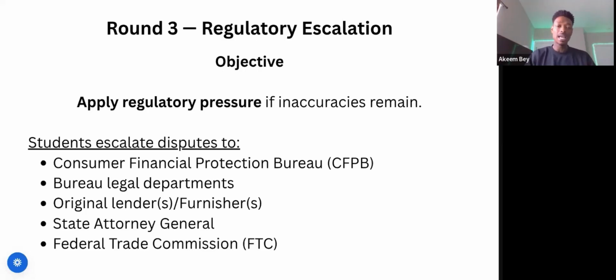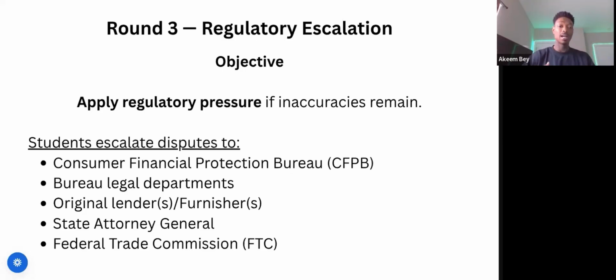help remove it. You also want to escalate it to the Bureau legal departments, right? You're going to find that we've included the actual legal department addresses as well. So once you get to this round, you can start sending your letters there instead of through the regular addresses that the credit bureaus have where they're using that eOscar system, right? You also want to escalate it to the original lender and the original furnisher of that account. You want to include also a state attorney general complaint. So you want to file a complaint with your attorney general and also file with the Federal Trade Commission or the FTC, right? By incorporating these government agencies and escalating these disputes, this is where the real results happen if those accounts remain on your credit report.